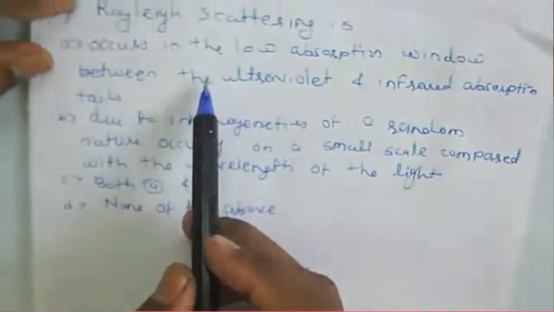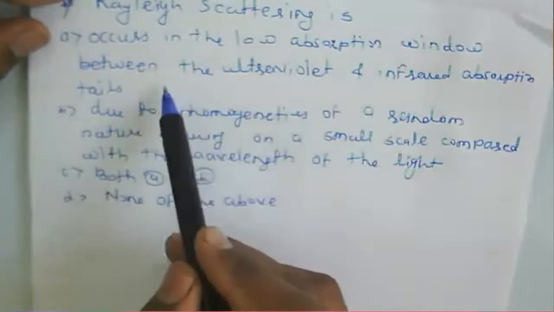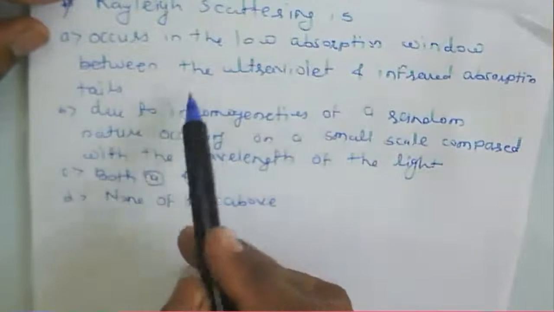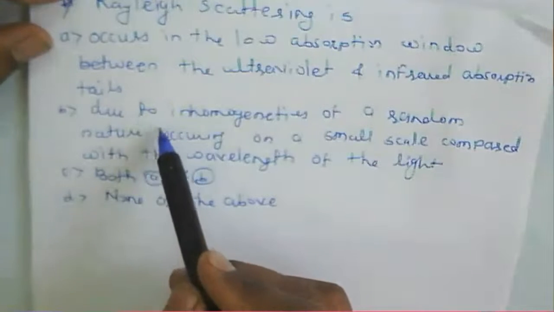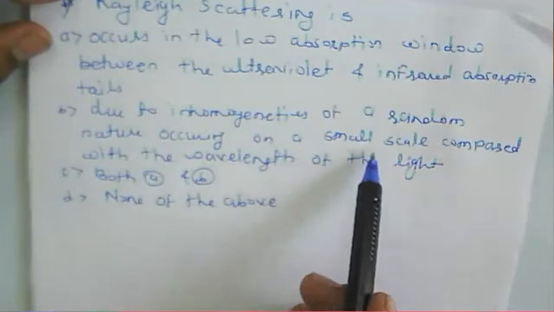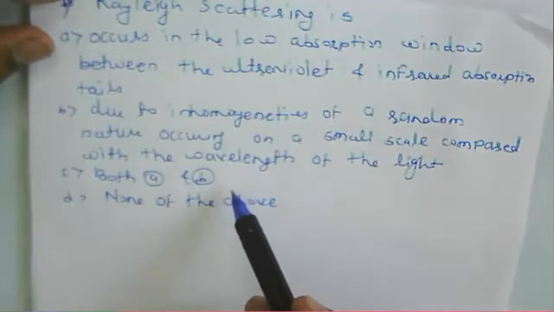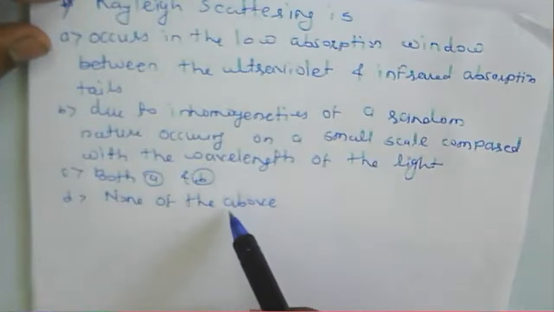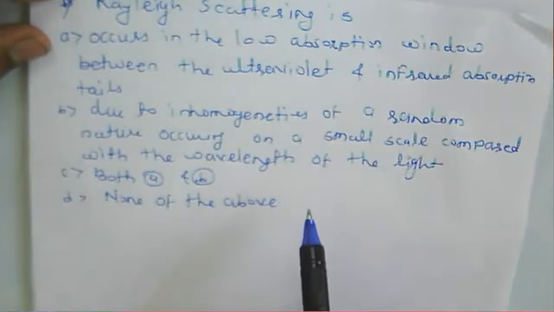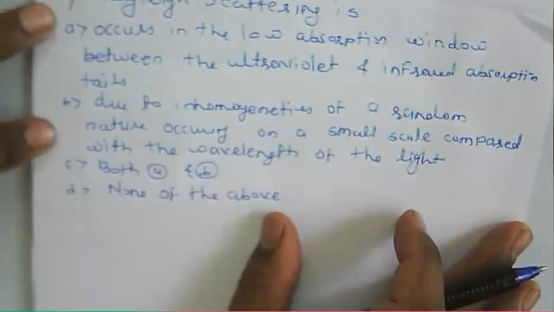Rayleigh scattering occurs in the blue absorption window between the ultraviolet and infrared absorption tails. Then B, due to inhomogeneity of a random nature occurring on a small scale compared with the wavelength of light. Then C, both A and B, and D, none of the above. Please, all of you type your answer for this.